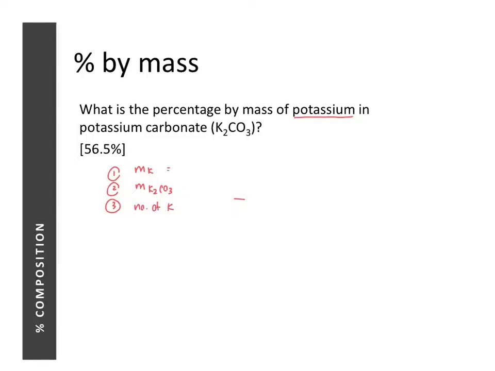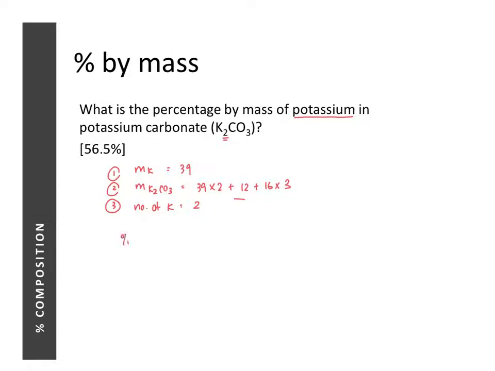Alright, mass of potassium is 39. Mass of potassium carbonate, 39 times 2 plus 12 plus 16 times 3. And then lastly, the number of potassium would be 2. Alright, so if you look at the formula of potassium carbonate, for each formula unit of potassium carbonate, there are 2 potassium ions in there.